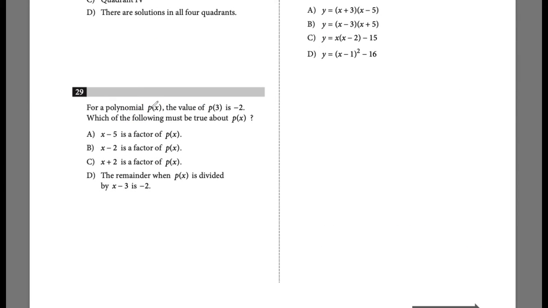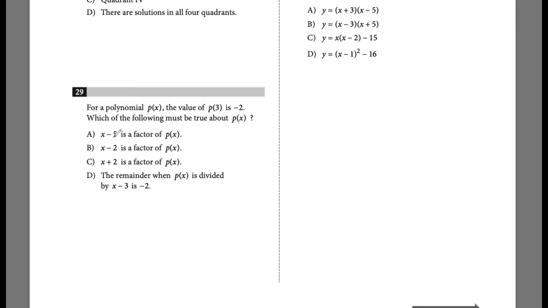Number 29. For a polynomial p(x), the value of p(3) is negative 2. Which of the following must be true about p(x)? So if you look at the first three answer choices, you'll see that they refer to x plus or minus a number is a factor of p(x).